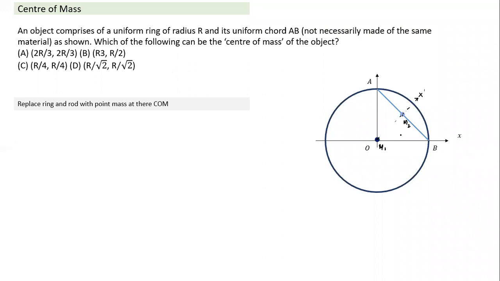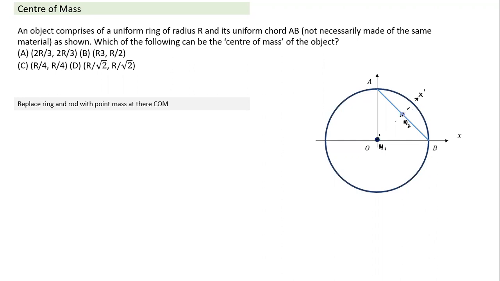But what is the important point here? This point will lie on the midpoint of the chord. This is a uniform rod. Wherever the center of mass is, it will always lie on the line connecting M1 and M2. It will lie on the line joining M1 and M2, and it cannot be on this side. It will not be on this side.